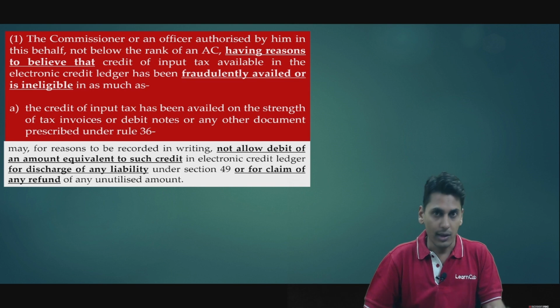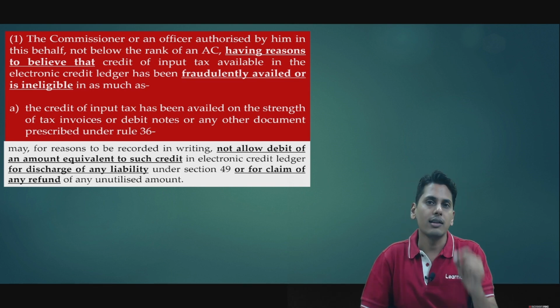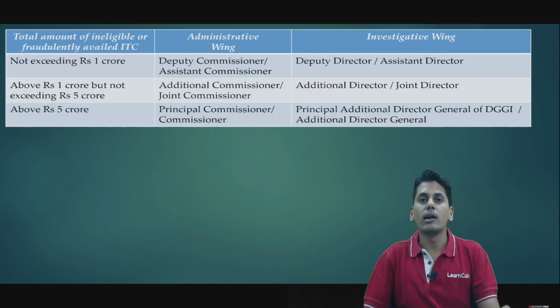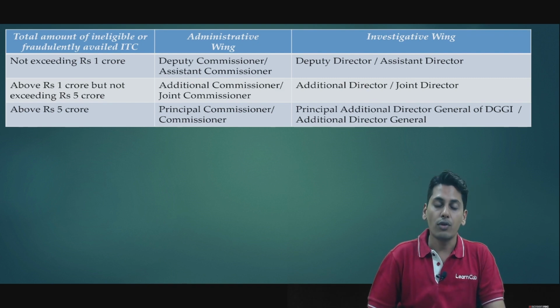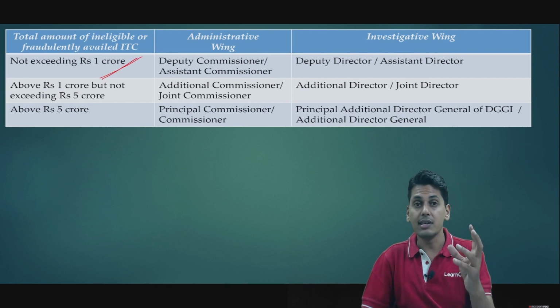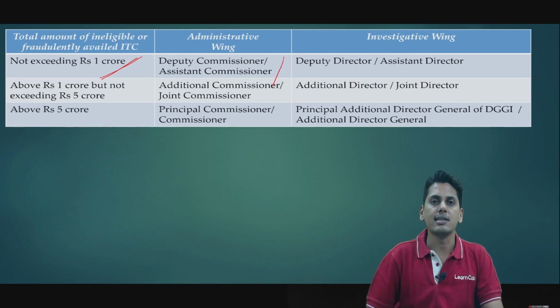Now friends, the question is, who is that particular proper officer who can block this credit? So friends, these particular officers have been decided according to the quantum of the issue. If the total amount of ineligible ITC or fraudulent ITC is not exceeding rupees 1 crore, which means if it is up to rupees 1 crore, then it is going to be the Deputy Commissioner or the Assistant Commissioner.